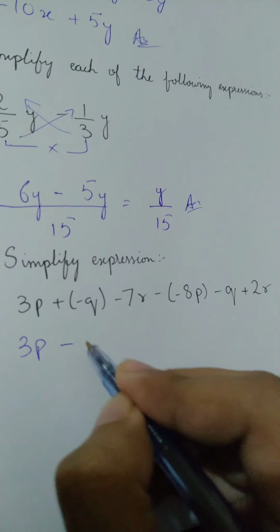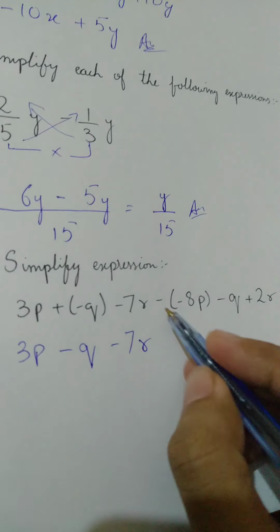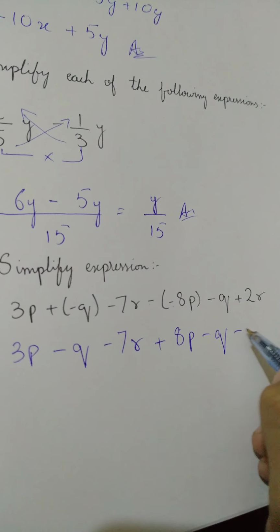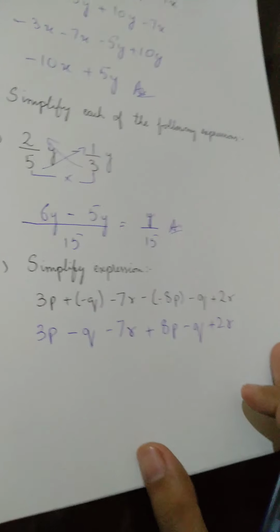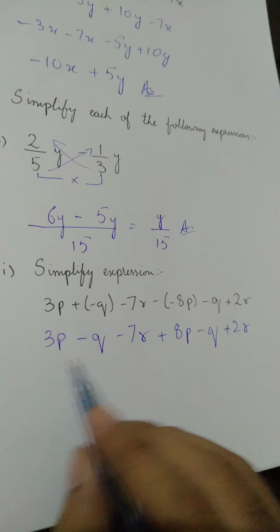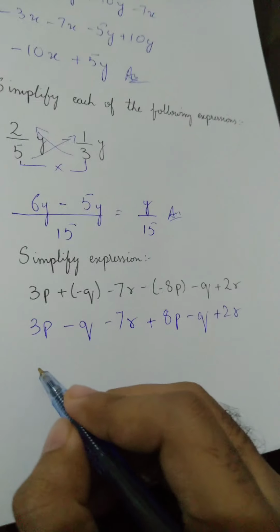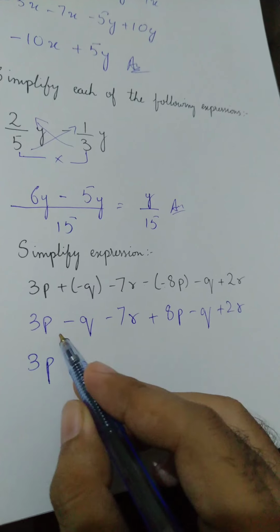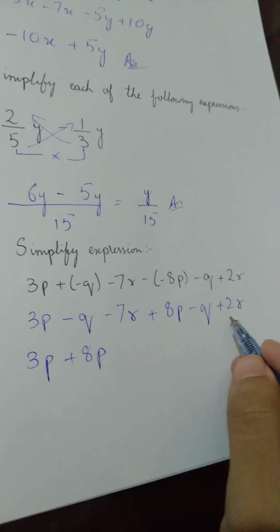3p plus minus minus q minus 7r minus minus plus 8p minus q plus 2r. Rearrange the values and write the values with the same variable together. So we will go alphabetically, p first and then q and then r. So I will arrange all the values with p first. We have 8p here, so plus 8p, and that's all.